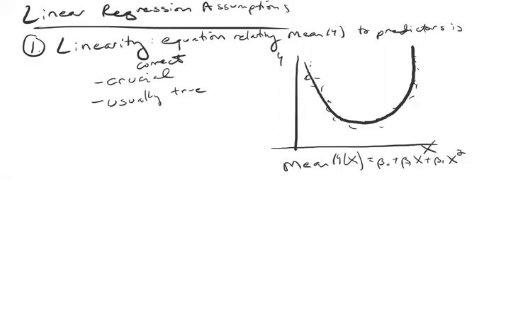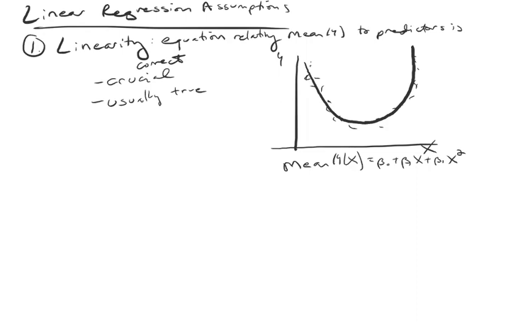Linearity does hold in this case because the equation appears to be true. As far as I can tell, we've got the right equation. So the linearity assumption does not say that you're drawing a line. It says that the equation you write down has to be true.